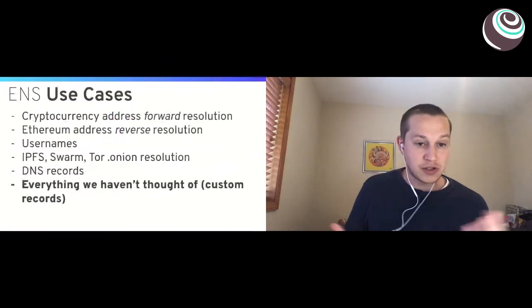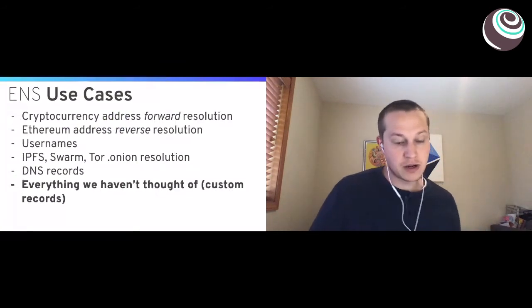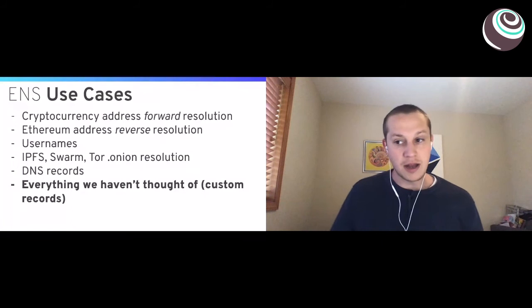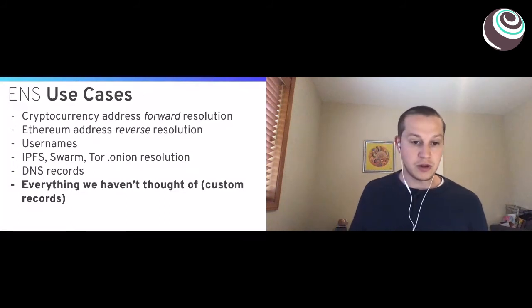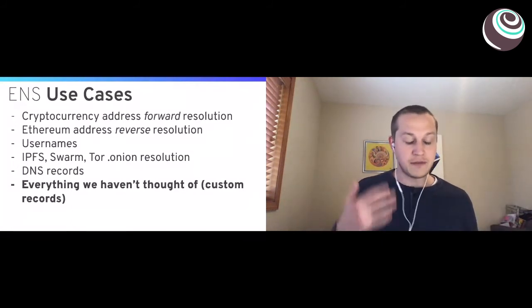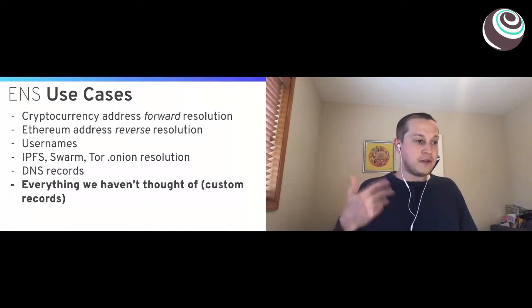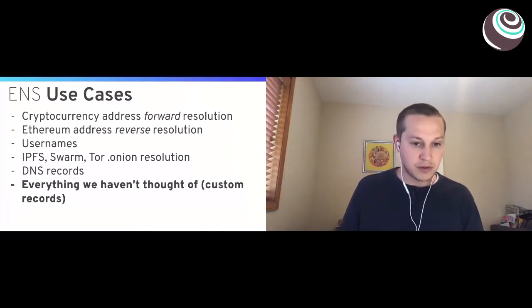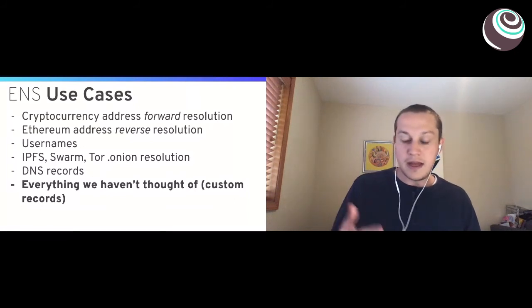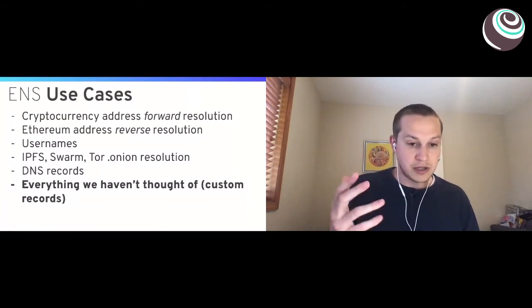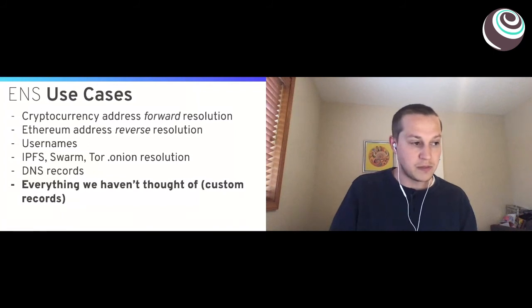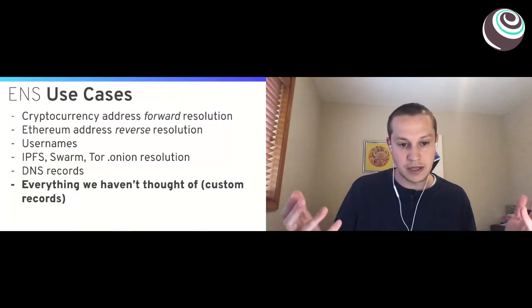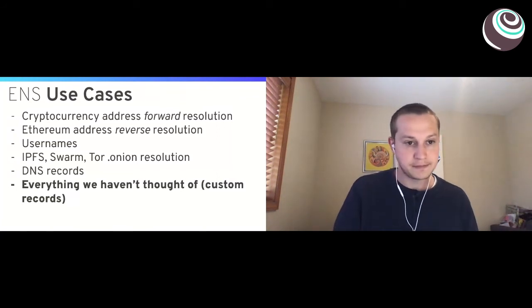And then the last use case is everything we haven't thought of. We have custom records, we have text records. There are other projects using ENS for things that we didn't plan it for. So if you have a project that has some sort of identifier that you think ENS could improve things with, then use ENS. Just use it. You make your own text record. We have a blog post about how, because we have custom text records, any project can have their own ENS record. It's really useful.